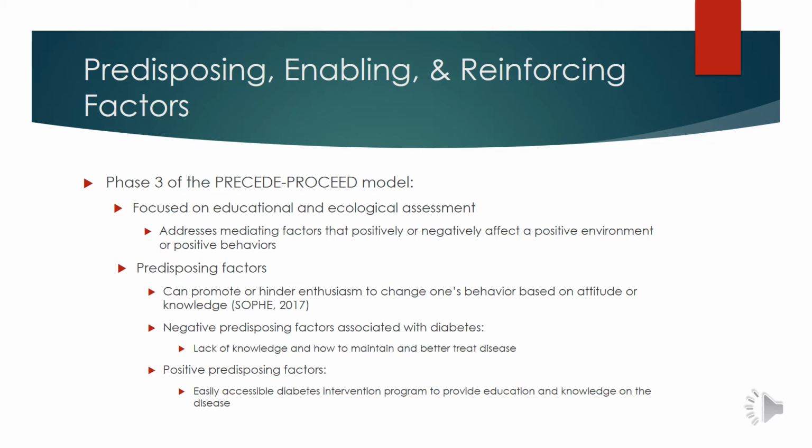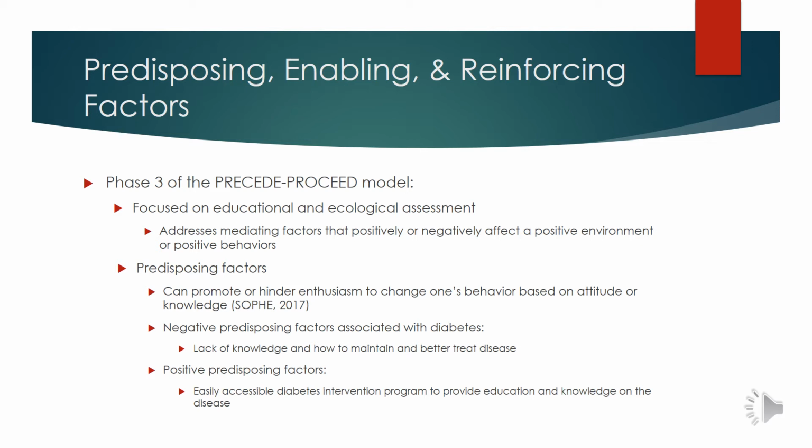Predisposing factors are ones that can promote or hinder enthusiasm to change one's behavior based on attitude or knowledge. Negative predisposing factors associated with diabetes can be individuals' lack of knowledge on the disease and how to maintain and better treat the disease. If people are not educated on the risks of the disease and how they can prevent certain outcomes, they may not have the motivation to change their current attitudes or behaviors towards the disease.